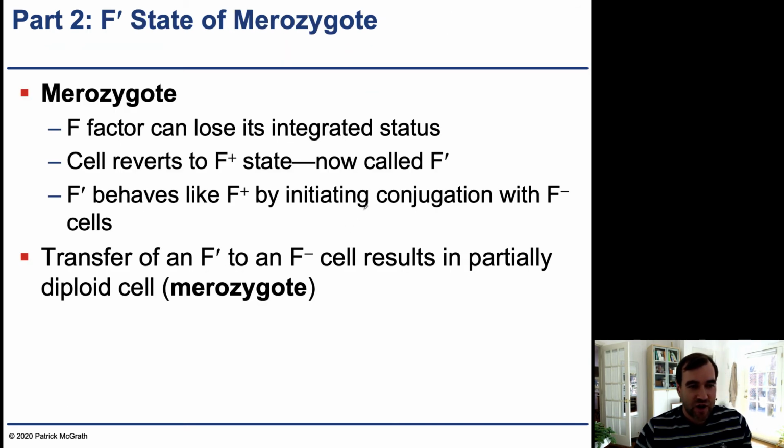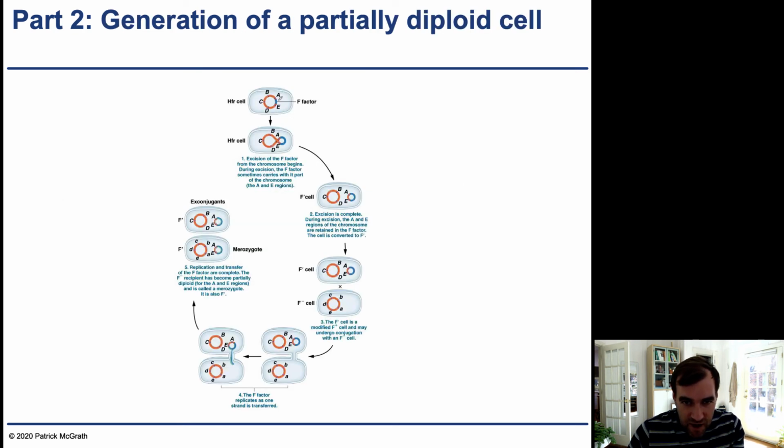So an F prime strain is one final modification of that strain. This occurs when the F factor can lose its integrated status, so it's able to revert back to the F plus state, which means that this integrated F factor actually excises out of the chromosome. However, this excision is not perfect, and so it might grab some of the host chromosome nearby.